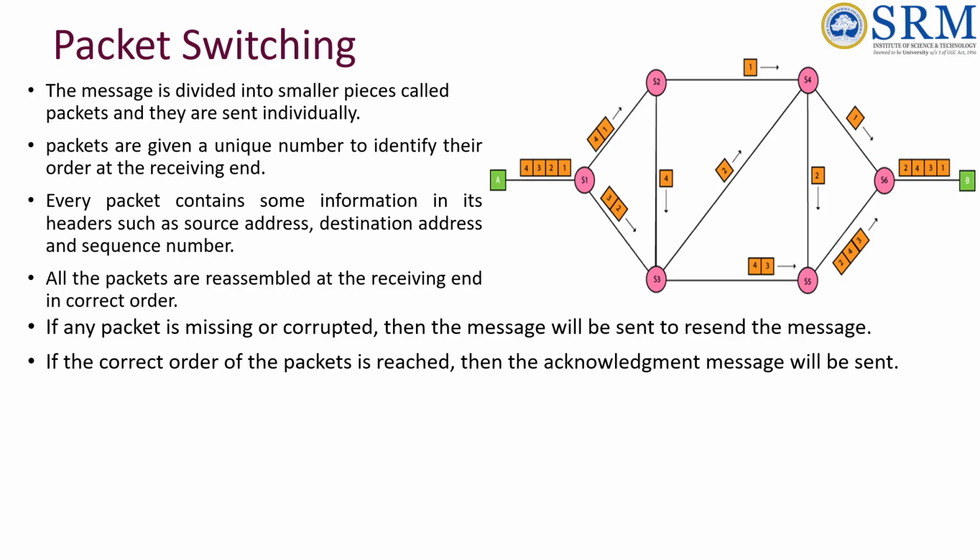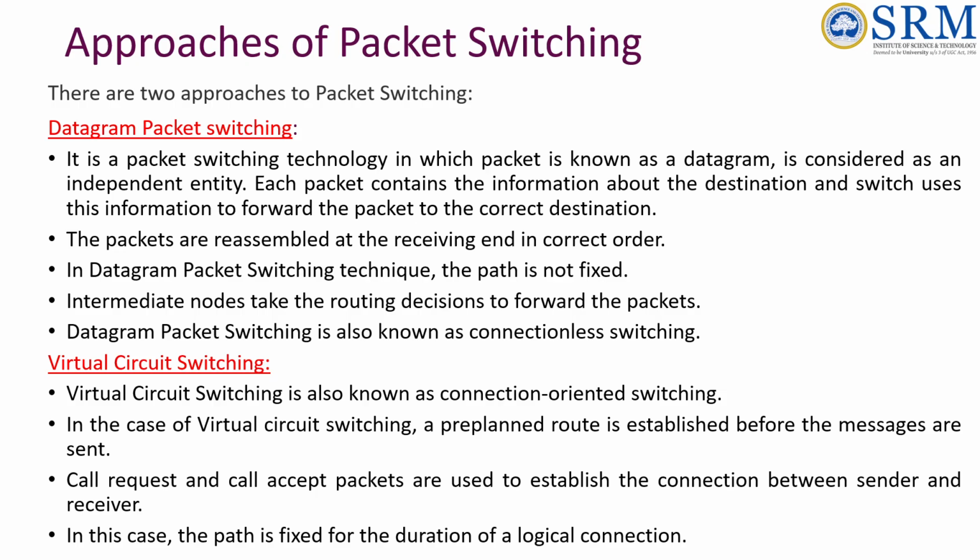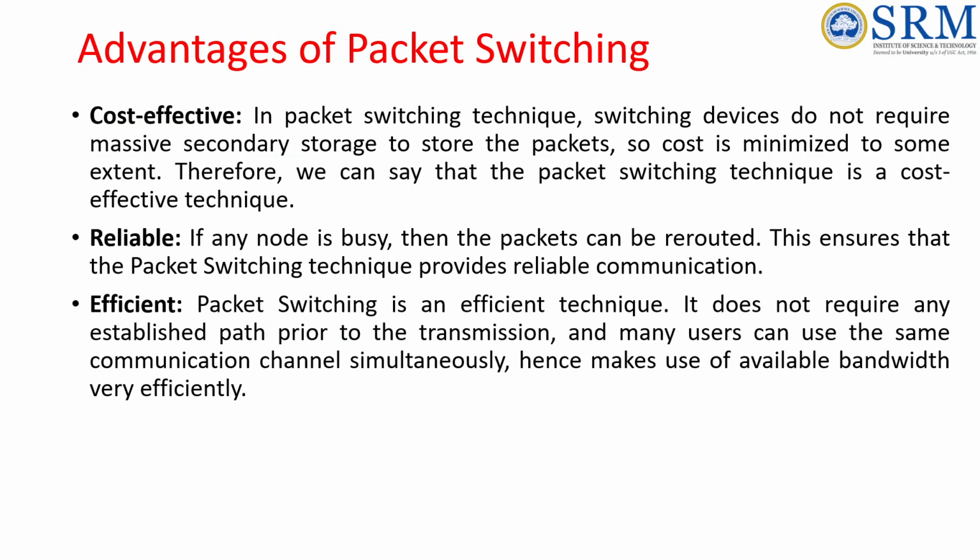Now let's move to packet switching. In packet switching, instead of treating the entire message as one unit, the message is divided into smaller units called packets. Each packet can contain information such as the source address, destination address, and sequence number. These packets are transmitted through the network and are reassembled at the destination.